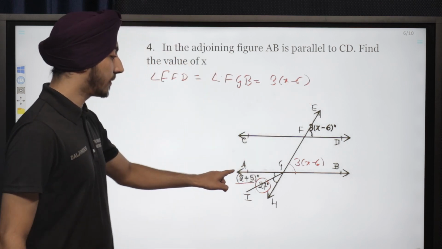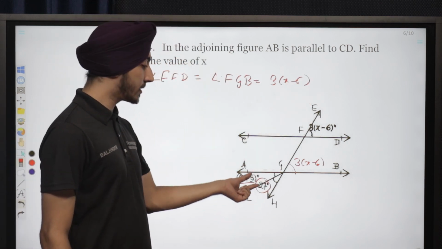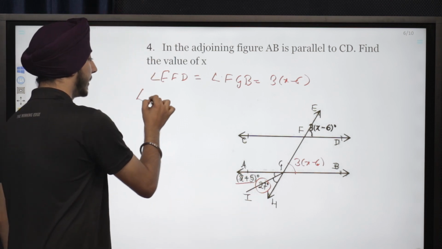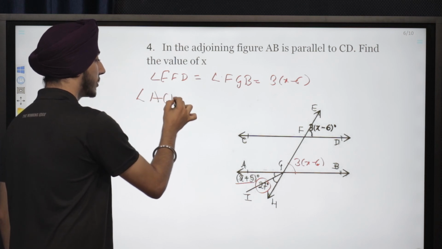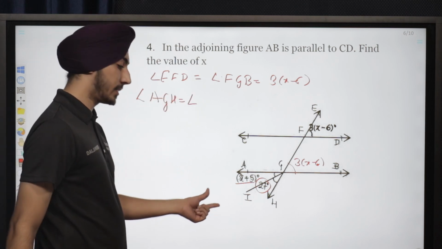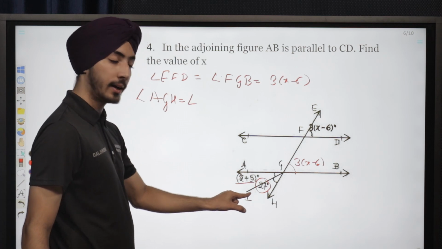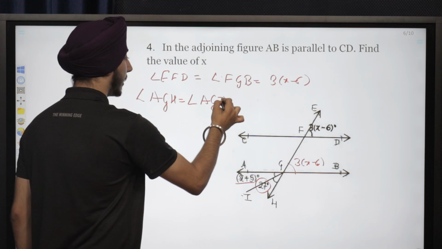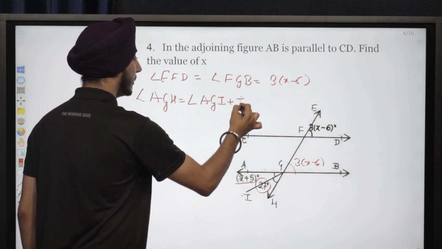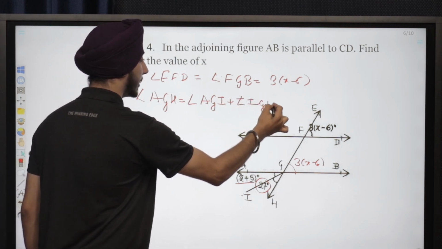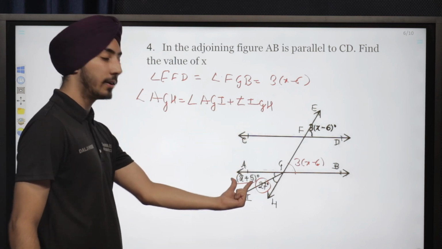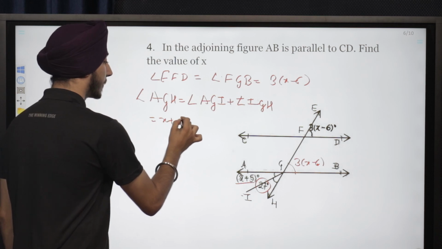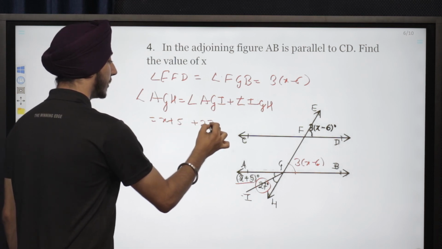Now you see what is the value of angle AGH. AGH is a compilation of these 2 angles. Okay? So you write down angle AGH is equal to the sum of which 2 angles? Sum of AGI and IGH. So AGI plus angle IGH. So what are the values of these 2? The value of one is x plus 5, the other is 27. So here we write down x plus 5 and then we have 27.